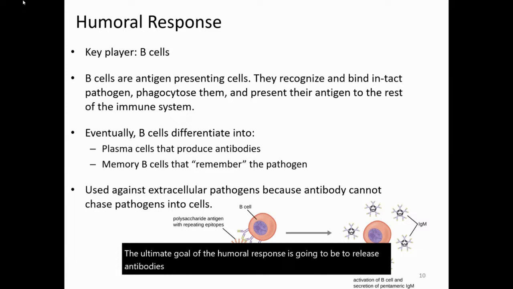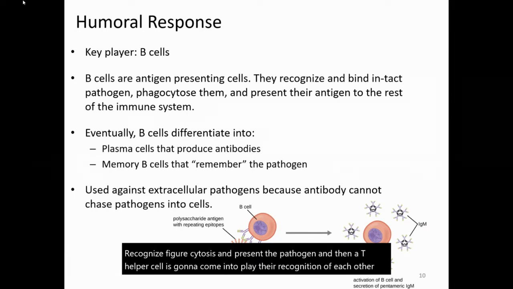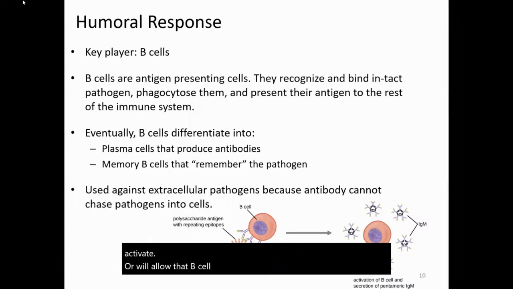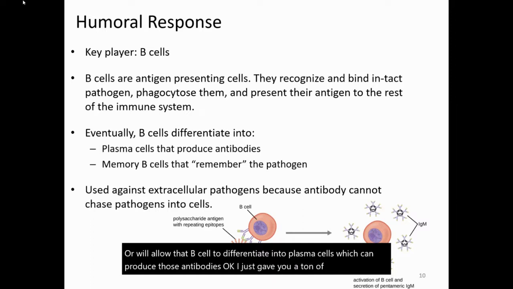Okay, and so what's going to have to happen is a B cell is going to have to recognize, phagocytose, and present the pathogen, and then a T helper cell is going to come into play. Their recognition of each other will allow that B cell to differentiate into plasma cells, which can produce those antibodies. Okay, now I just gave you a ton of information in like 30 seconds, so don't obsess over that just yet. We're going to get to worry about detail in a second. But for now, I just want you to see that this is where B cells and those T helper cells are going to come into play.